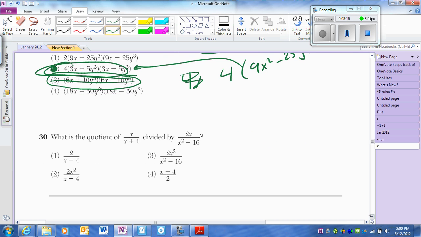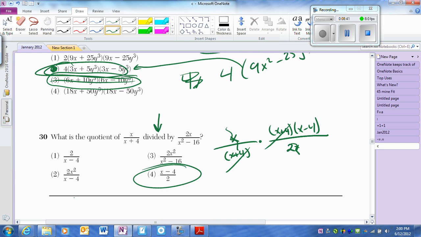And 30. All right, remember when we divide, we're going to flip and multiply. So x over x plus 4 times 2x over x plus 4, x minus 4. There's a factor. X plus 4 is canceled. That x cancels with that x. And I'm left with x minus 4 over 2. And that ends August 2011, part 1, 16 through 30.